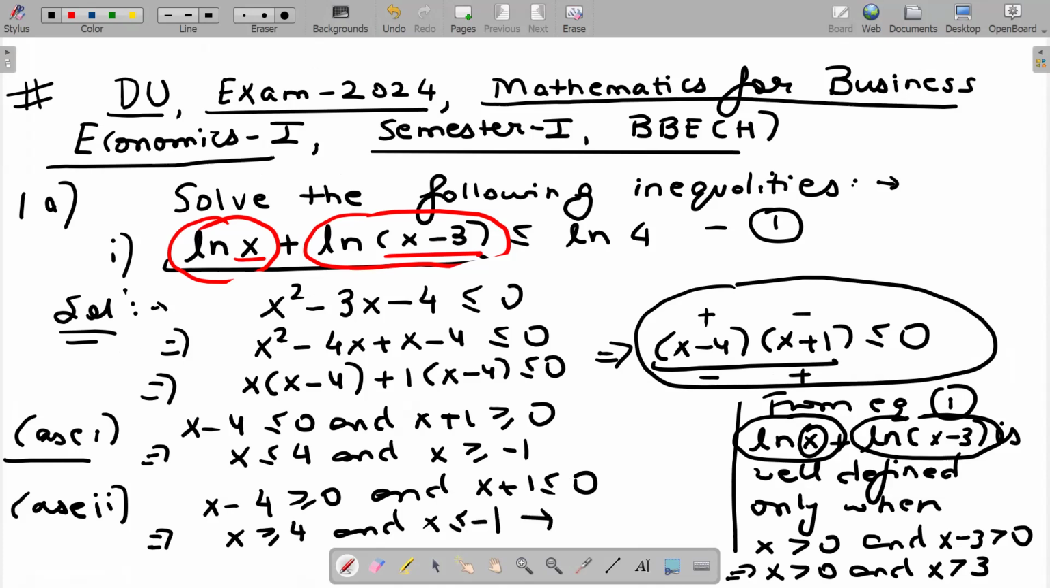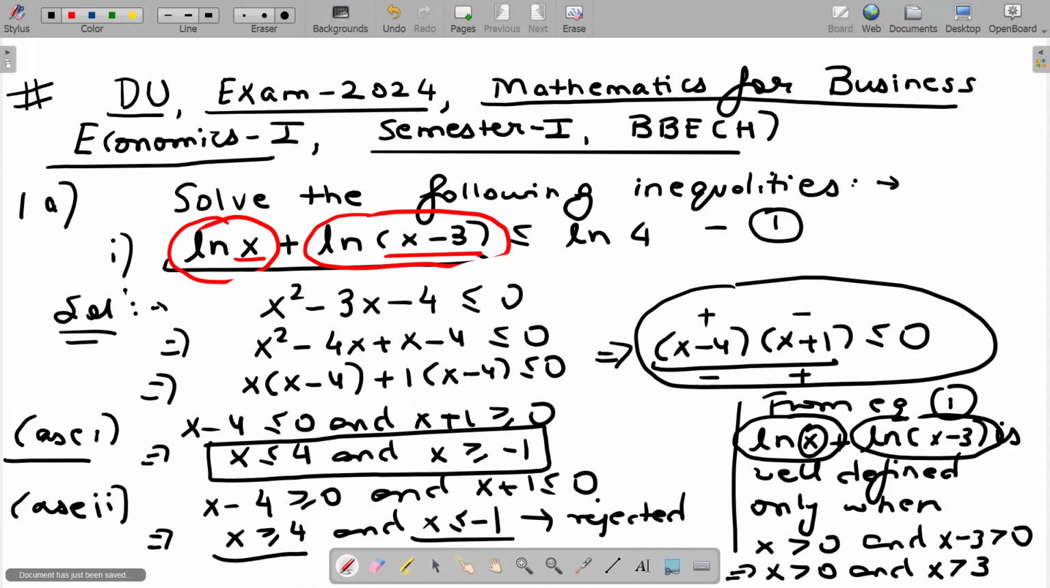Now this case is automatically rejected. We cannot have a situation when x is greater than or equal to 4 and at the same time less than minus 1. Which leaves us with this only qualifying as the candidate. X should be less than or equal to 4 and greater than or equal to minus 1, which implies x should lie between minus 1 and 4. This is what we are getting.